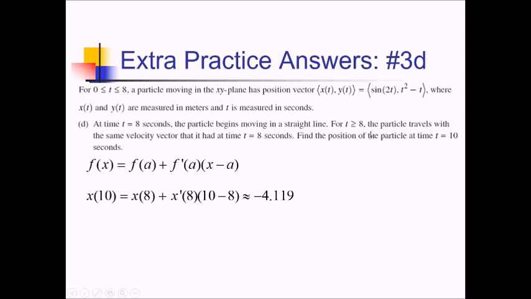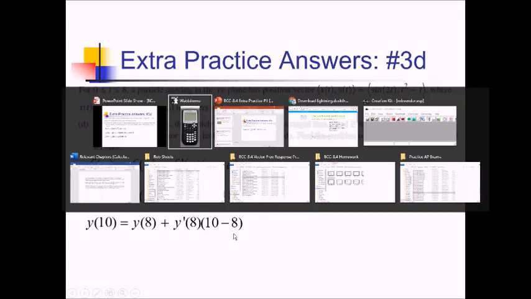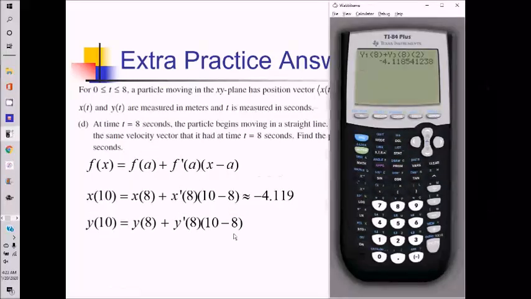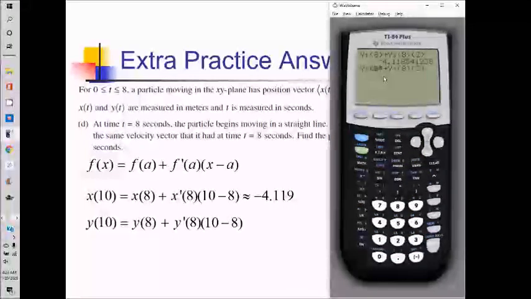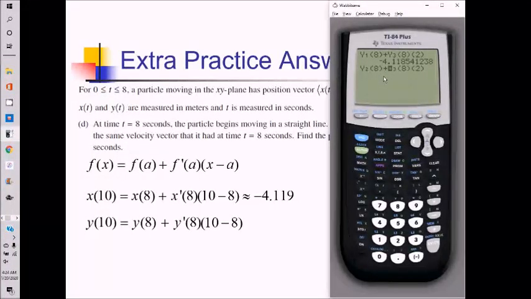Now we're going to do the same thing to find y of 10, because we need the y value for the full position of our particle at time 10. So that's going to be y of 8 plus y prime of 8, and still have 10 minus 8. Going back to the calculator, I can actually pull my input from earlier. I just need to change a couple things. For example, instead of y1, I want y2, so alpha trace y2, because that's where I stored y of t. And instead of y3, I want y4, because that's where I stored y prime. Everything else is exactly the same.